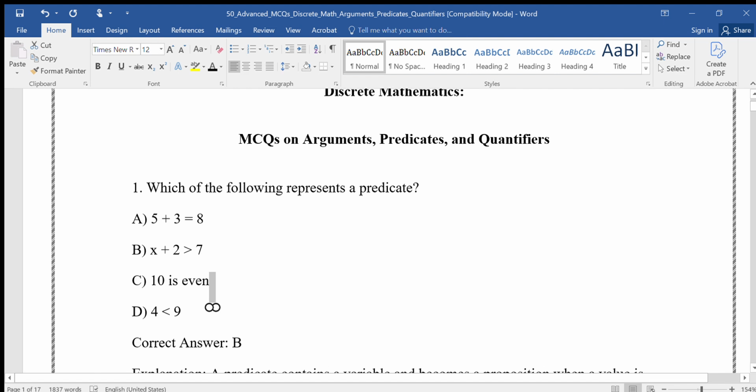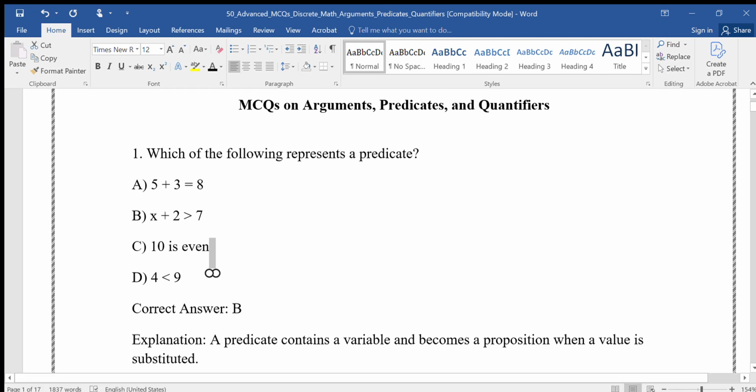x plus 2 greater than 7. 10 is even. 4 is less than 9. The given option B, x plus 2 greater than 7, contains a variable. So the correct option is B. A predicate contains a variable and becomes a proposition when a value is substituted.